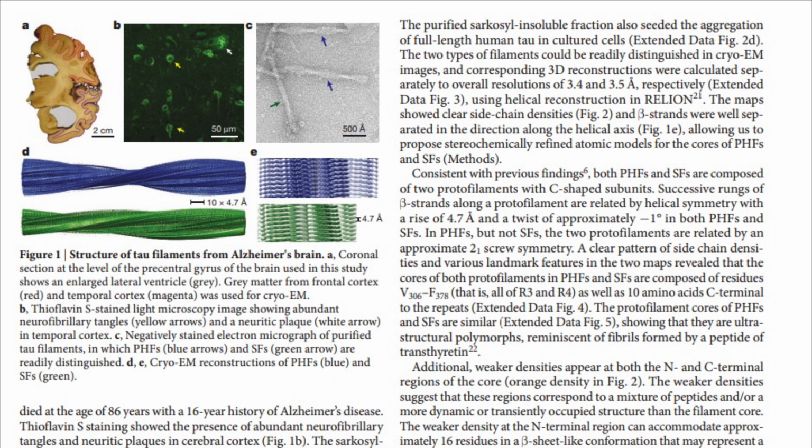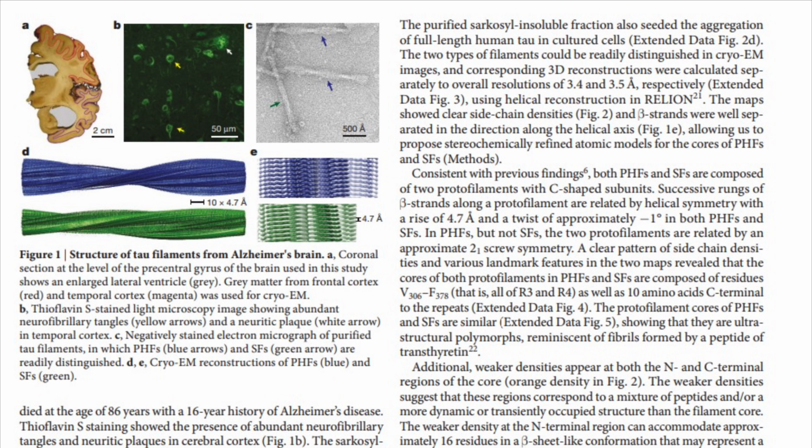A clear pattern of side chain densities and various landmark features in the two maps revealed that the core of both protofilaments in PHFs and in SFs is composed of residues V306 to F378, that is all of R3 and R4, as well as 10 amino acids carboxy terminal to the repeats, extended data figure 4. The protofilament cores of PHFs and SFs are similar, extended data figure 5, showing that they are ultrastructural polymorphs, reminiscent of fibrils formed by a peptide of transthyretin.